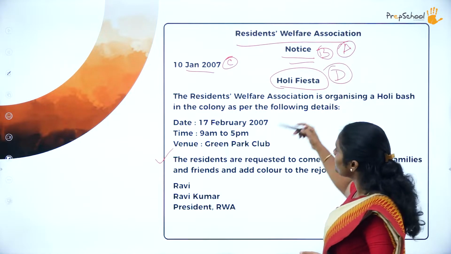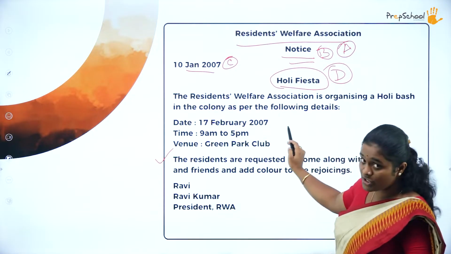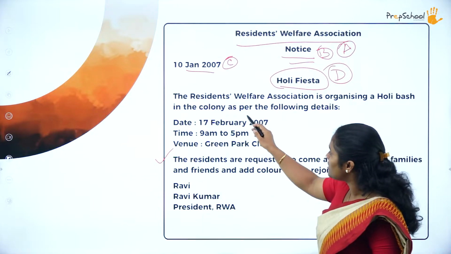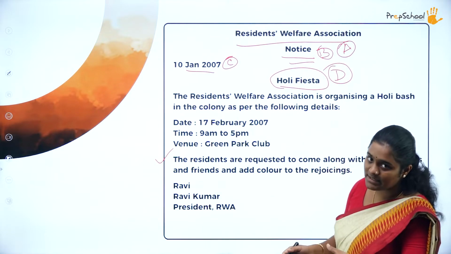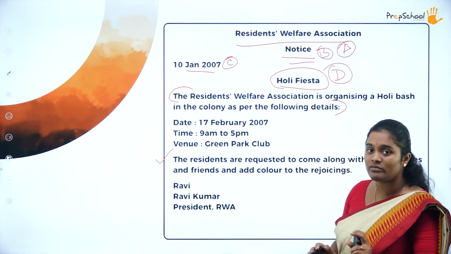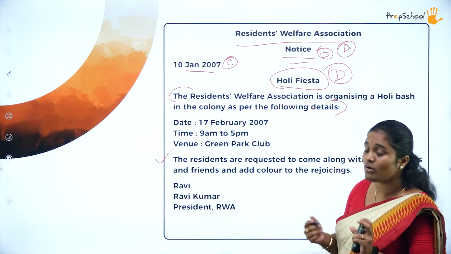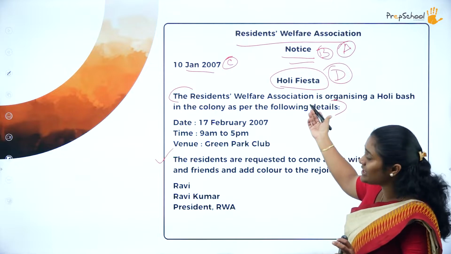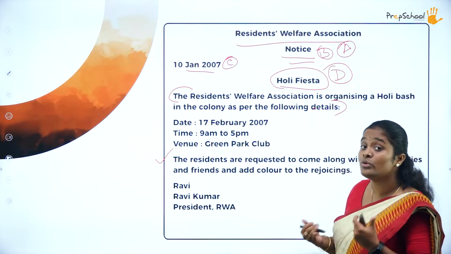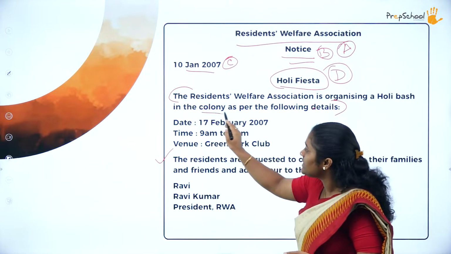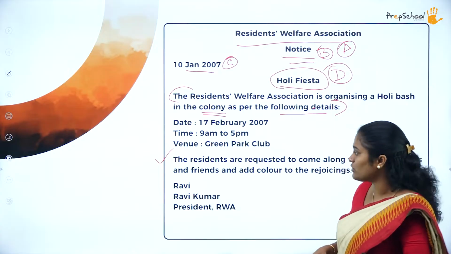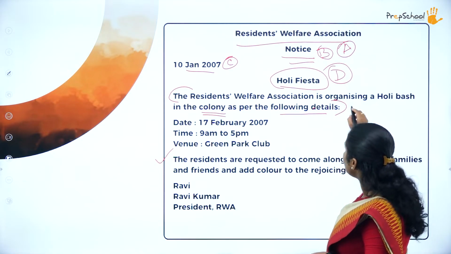This is also done. The Residents Welfare Association, pay attention to this one, is organizing a holy bash in the colony as per the following details. So this is only one whole sentence. Everything is clear over here. The Residents Welfare Association of what? Of Green Park. You can write Green Park as well. Organizing a holy bash. You know what they are organizing, who is organizing, in the colony itself, where they are organizing and what are the details. Let's check out the details, shall we? So D, E is done.